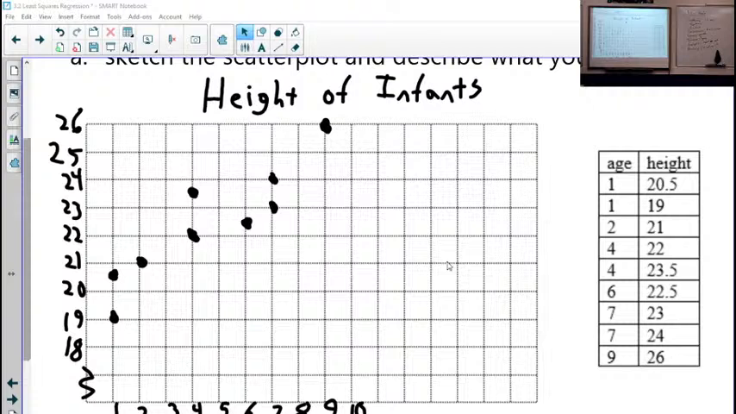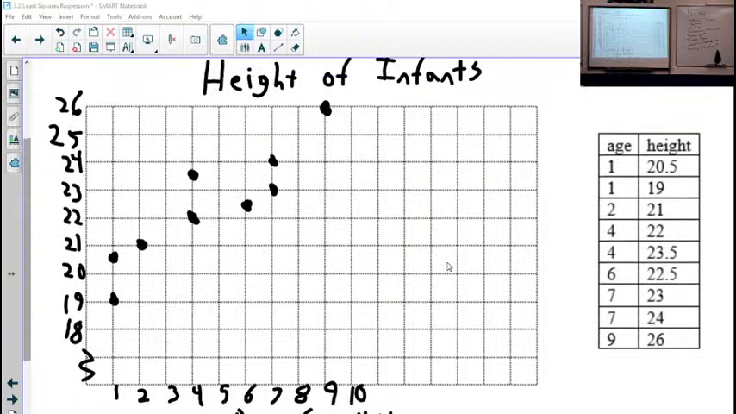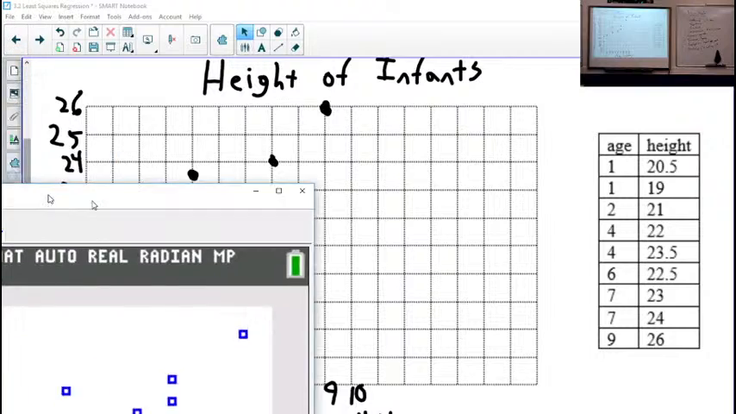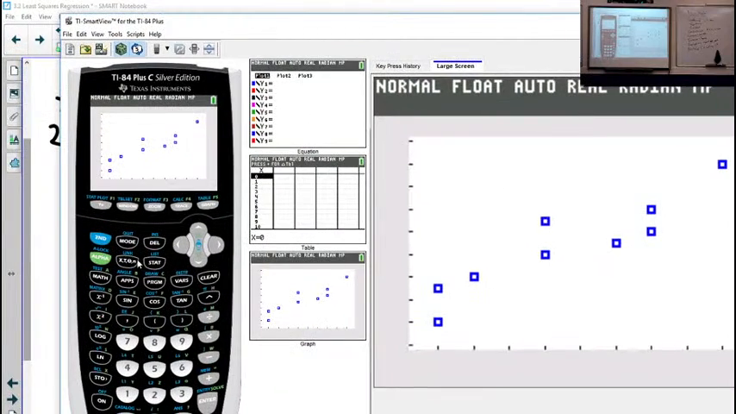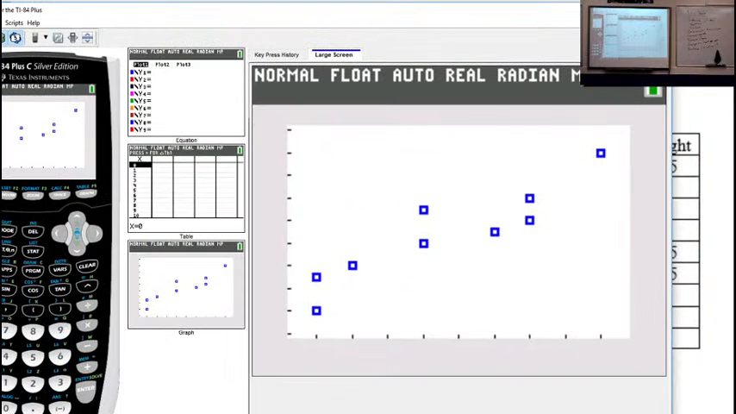So that was part A. Part B says calculate the value of the correlation coefficient. What does it tell you? See if you can remember what that is and what it's going to tell you. And then we'll actually figure out what it is in just a second.